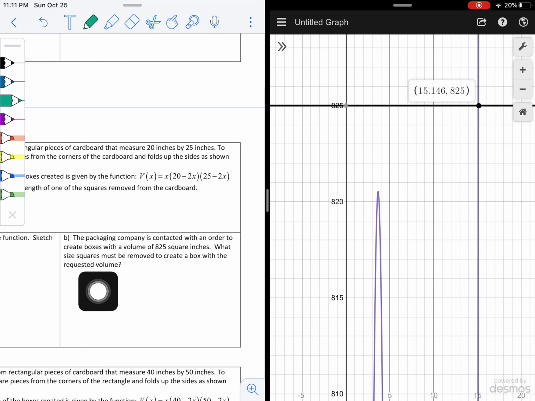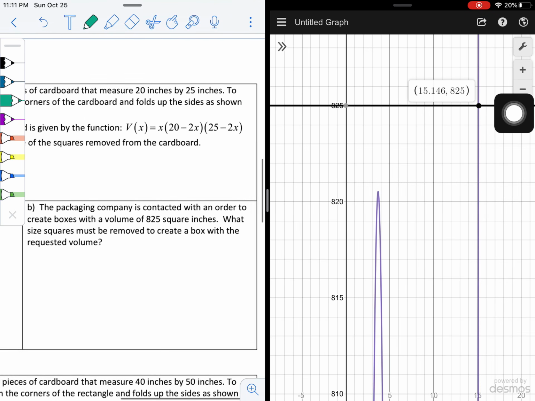So this particular company, if they're looking to create a box with a volume of 825, can't do that right now. They would need to change the size of cardboard that they're working with. For this answer, it says, what size square must be removed? I'm going to keep it simple.